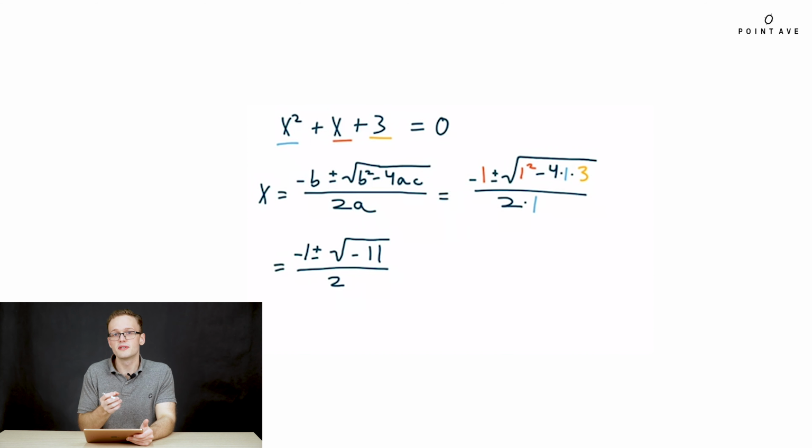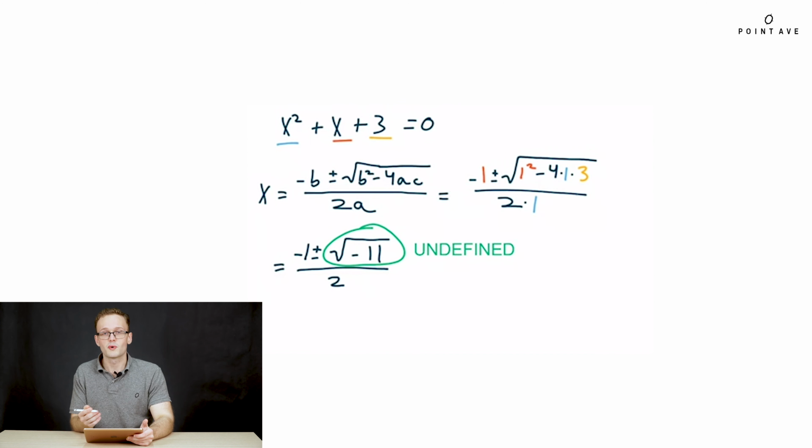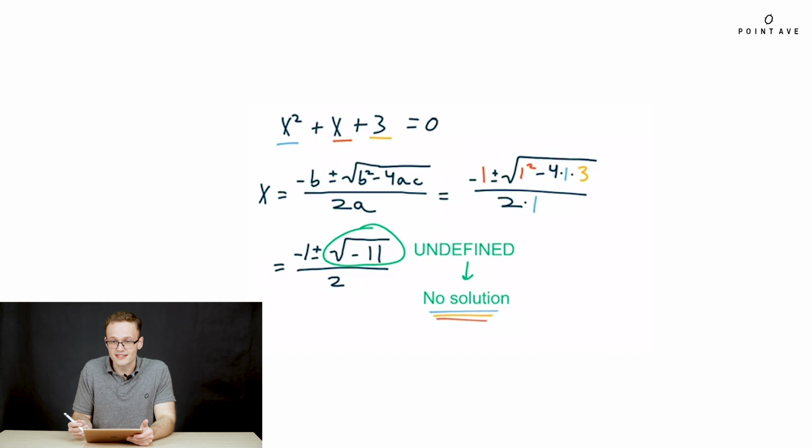We have the square root of a negative number. That is undefined. There is no solution to that. So when we're asking ourselves what is the solution to this quadratic equation, well, the answer is there is no solution, and that's all you can say. Let's put it all together.